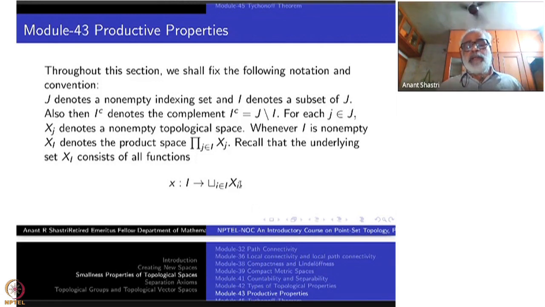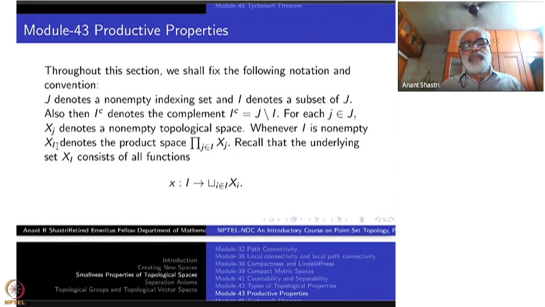Having said that, let me start telling you the notation. J will denote a non-empty indexing set. This is for the entire course, but definitely in this chapter. I denotes a subset of J, and I^c will denote the complement of I inside J. For each j in J, X_j denotes a non-empty topological space. I have used non-emptiness twice here, so pay attention to that. Whenever I is also non-empty, X_I denotes the product space over this indexing set I of the X_j's.